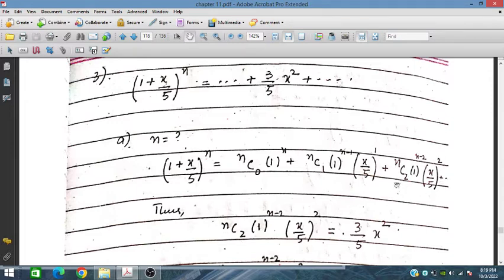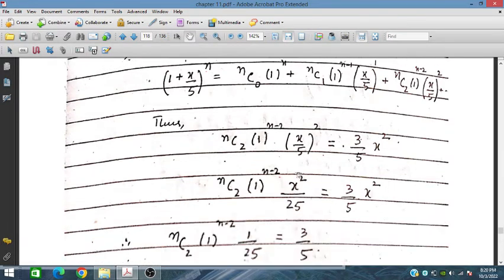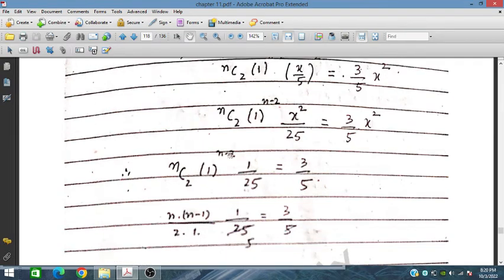So nC2 times (1)^(n-2) times (x/5) power 2 is equal to the given information, 3 by 5. Now we will solve it, and this x power coefficient is equivalent to this. So this is the coefficient of x square, which is equal to 3 by 5. So we equate it and solve it like this.